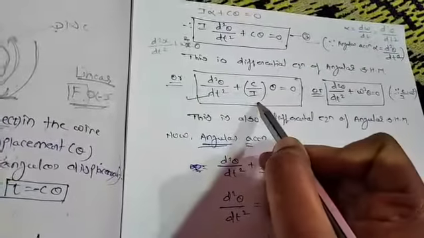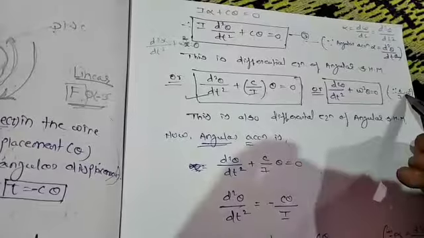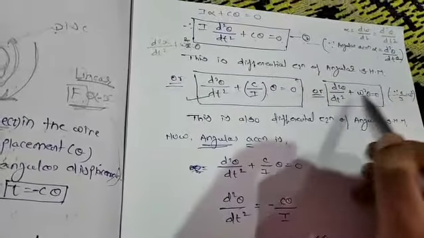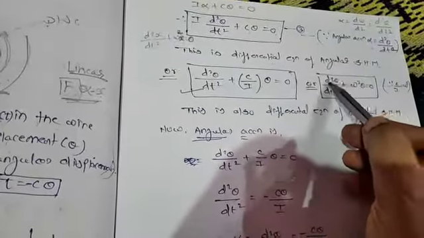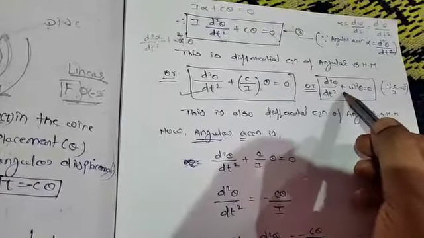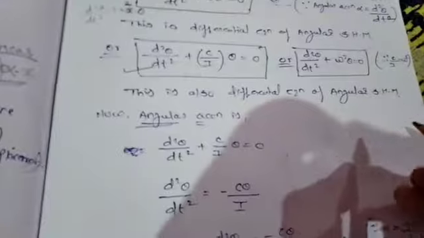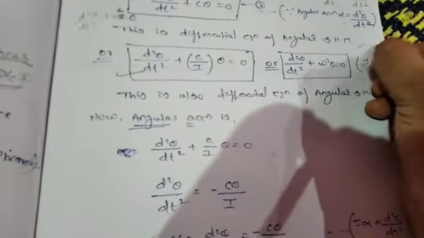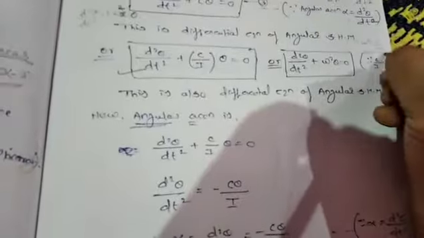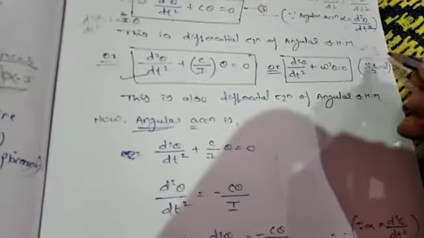And c upon I is nothing but omega square. So we can write d square theta upon dt square plus omega square theta is equal to 0. Here in the linear SHM we have omega square is equal to k upon m. We have seen this in the earlier lectures.